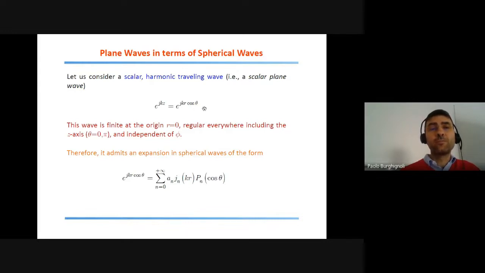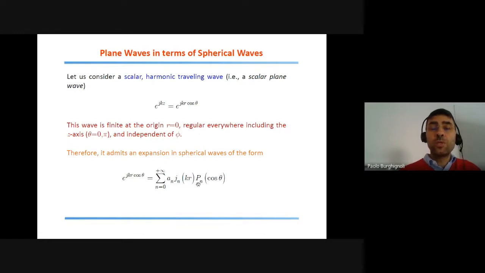e to the jkr cosine of theta. Now, since this wave is regular everywhere, in particular, it is finite at the origin and also on the z-axis, and furthermore, it does not depend on phi. If we wish to represent this wave function in terms of spherical elementary wave functions, we should employ for the radial dependence a spherical Bessel function j, avoiding the use of the y function or the Hankel functions, because those would be singular at the origin of the coordinate system.